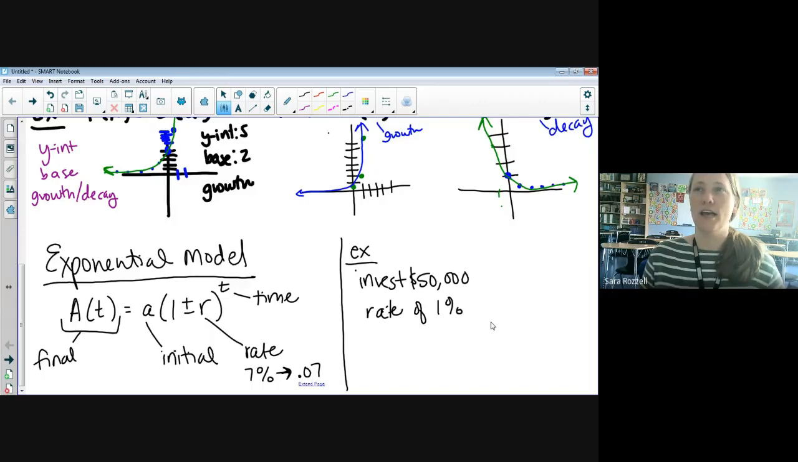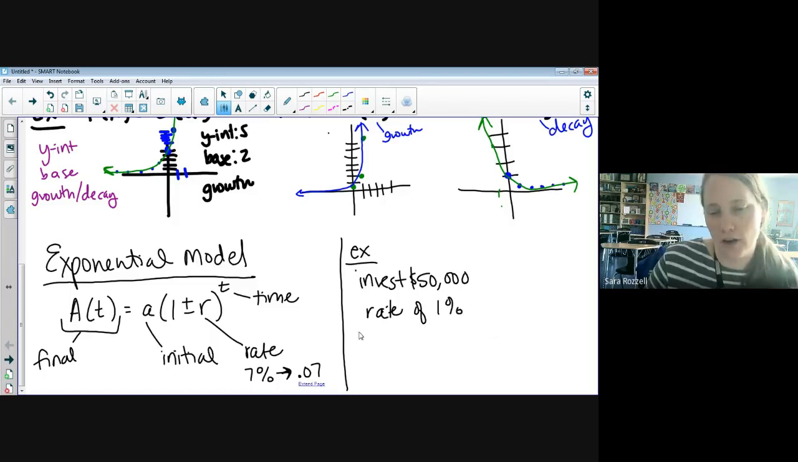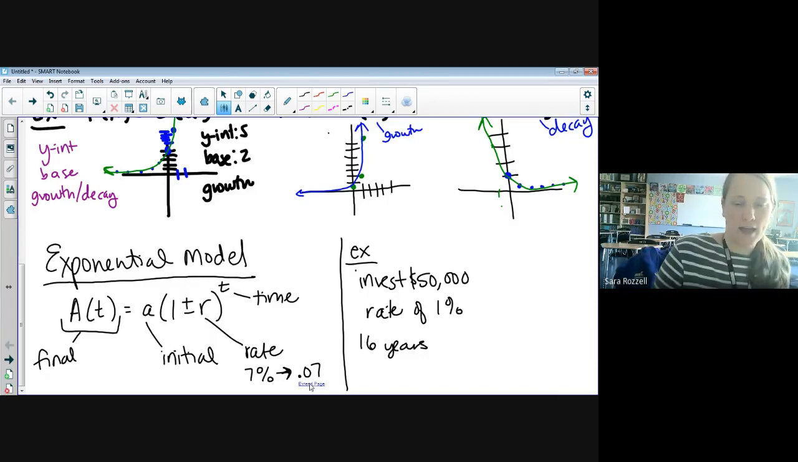4, 6, 8, 5. Let's add all those up together. So that's 15, and then the one from before, 16 years. All right. So we're going to let this sit in the bank for 16 years, and we want to see how much money we have at the end.